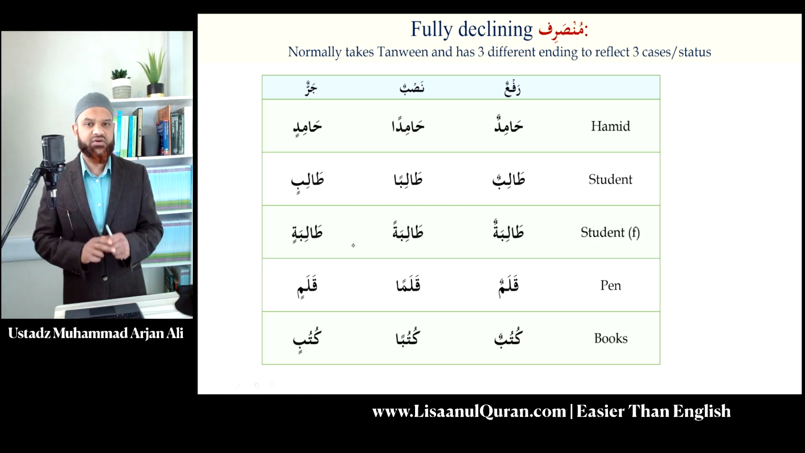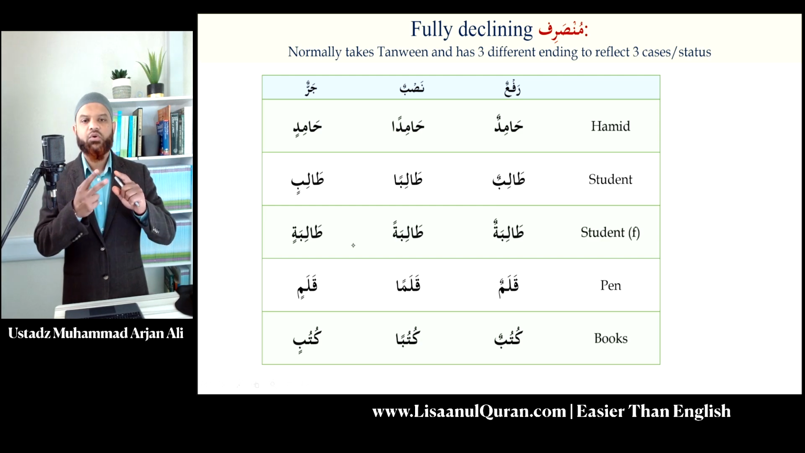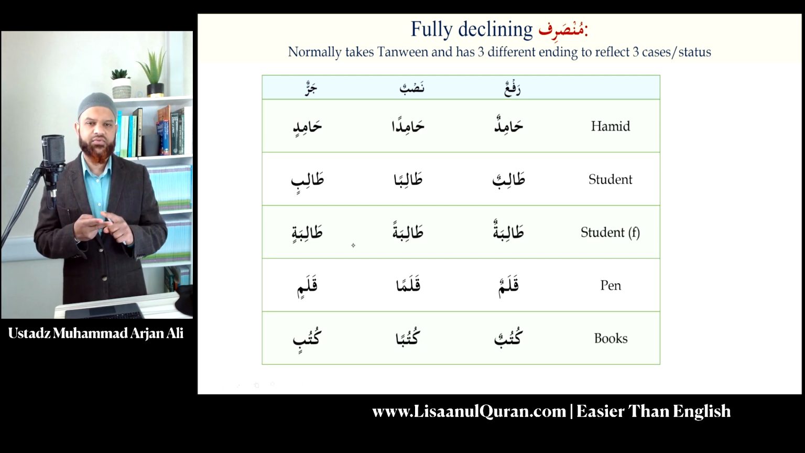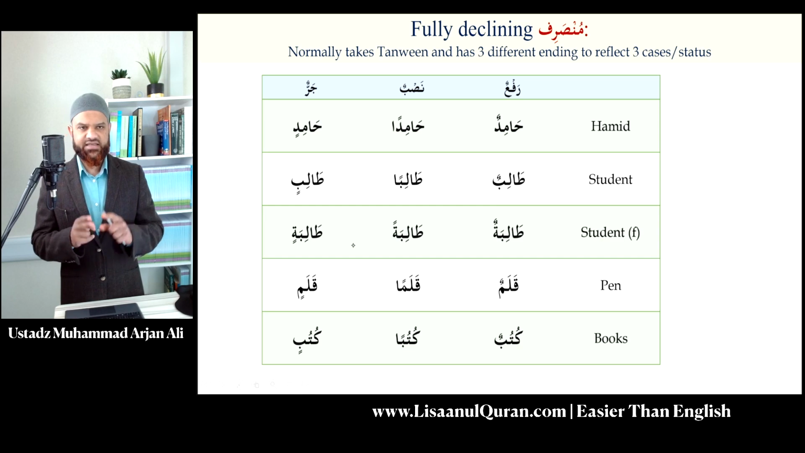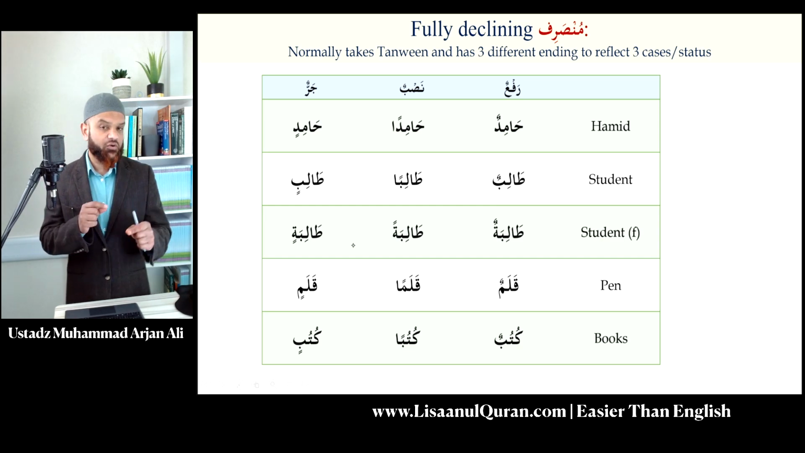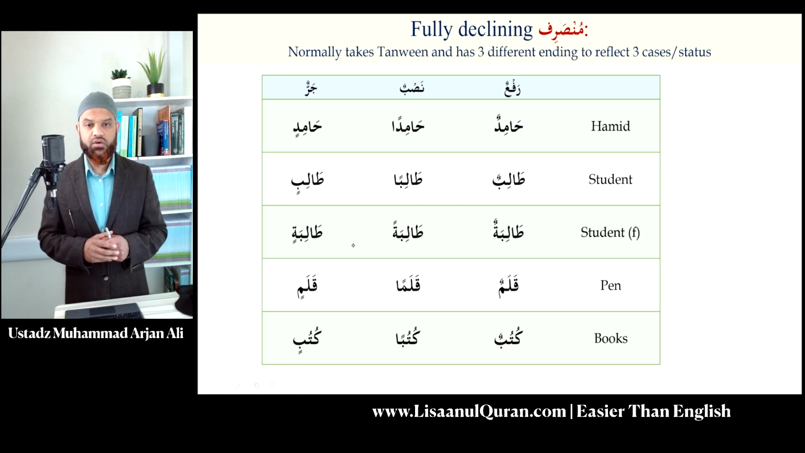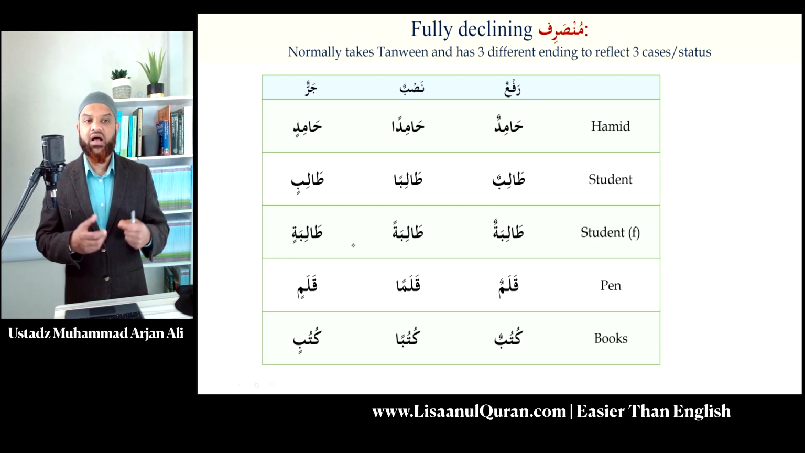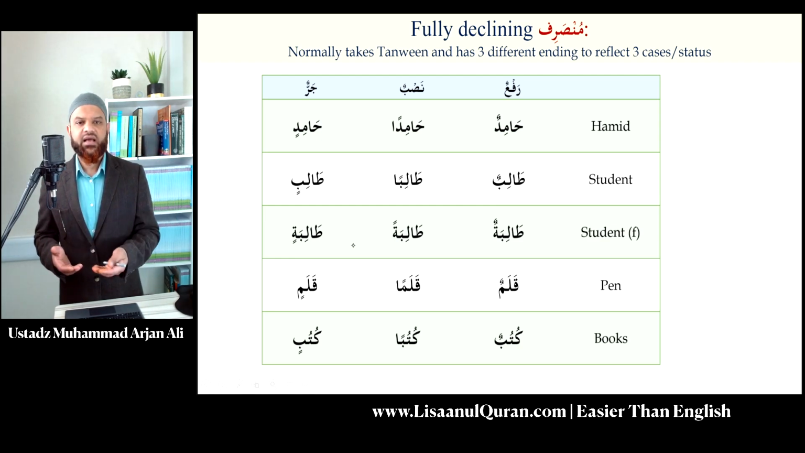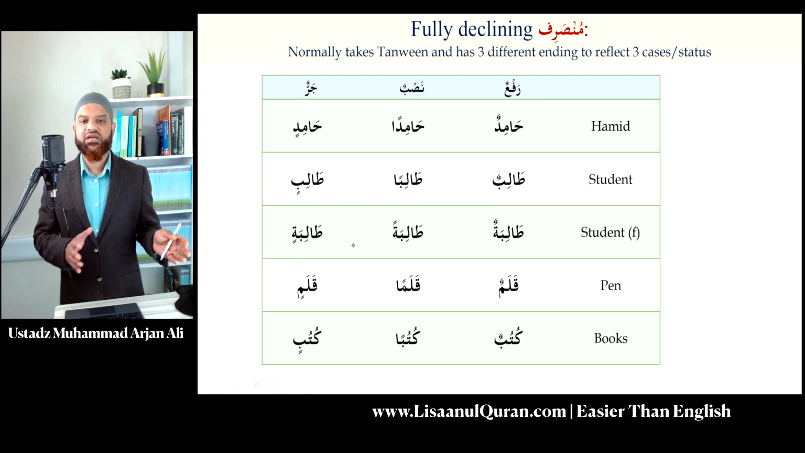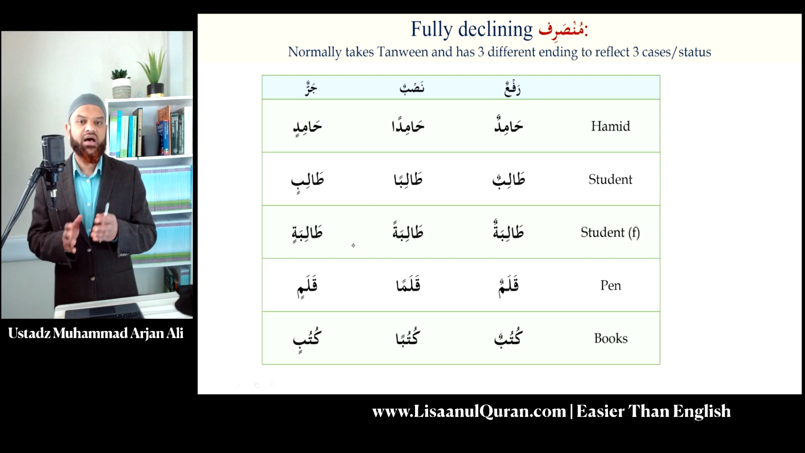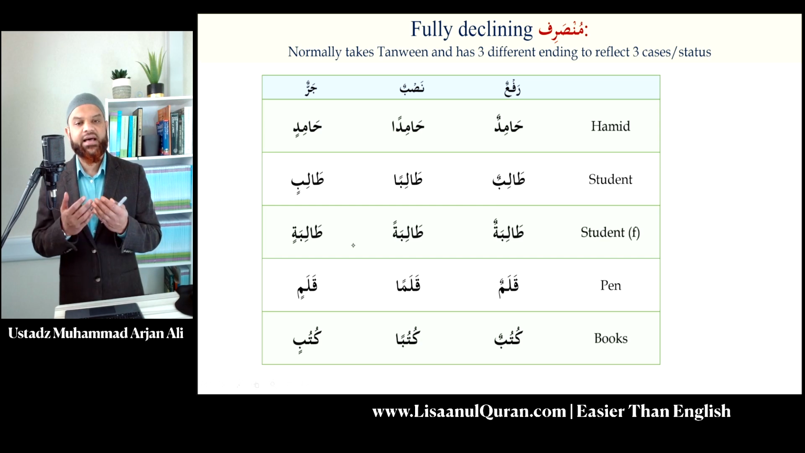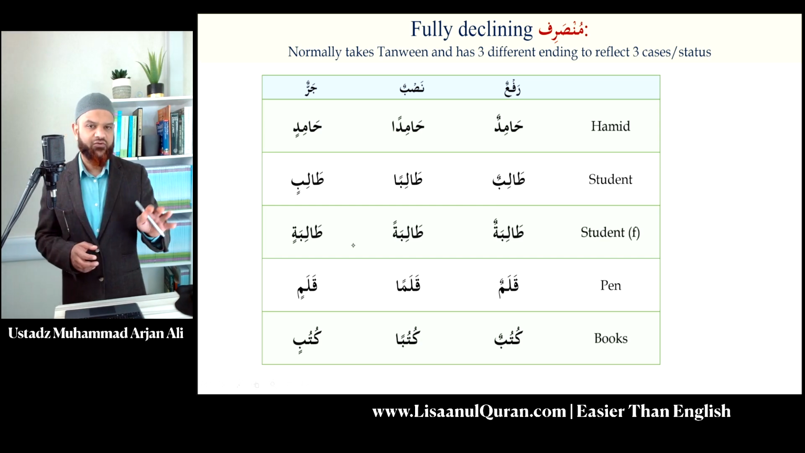Now, there's 2 things about these that you need to know, which are obvious. Number 1, they take tanween, and number 2, they have 3 different endings. This is why they're called fully declining. If you go back and look at the muslimatun, that also has tanween, but it does not decline in 3 different ways. So it's not part of this category. That is what I mean by 2 things. One, it takes tanween. So we have hamidun, hamidan, hamidin, and it has 3 different endings. Whereas the muslimatun and muslimatin will not fall into this category.